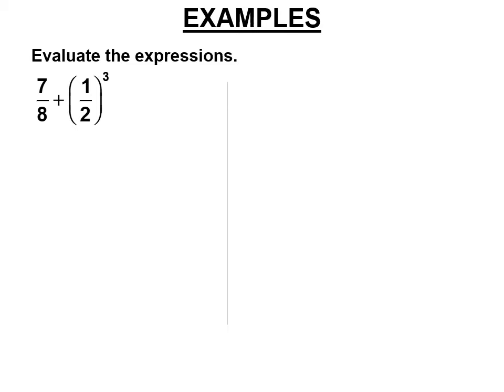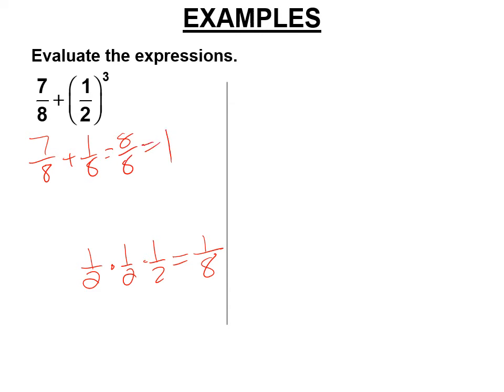Fractions. So what's 1/2 cubed? It's 1/2 times 1/2 times 1/2. 1 times 1 times 1 is 1. 2 times 2 times 2 is 8. So this ends up being 7/8 plus 1/8, which is 8/8, which is 1.